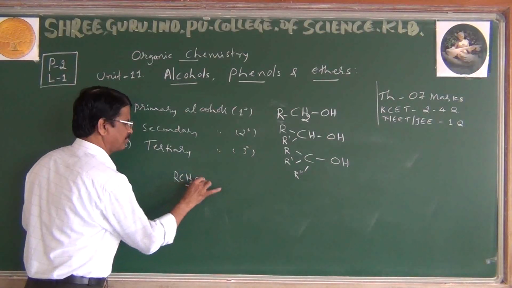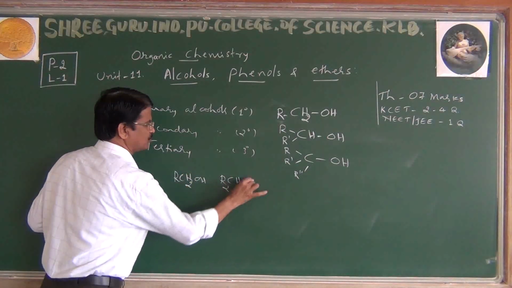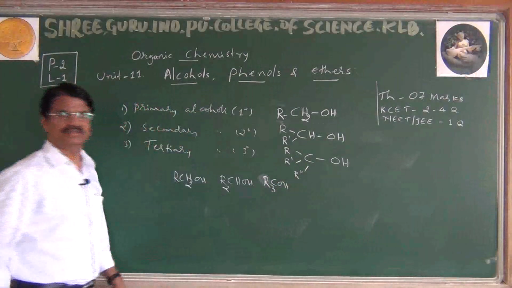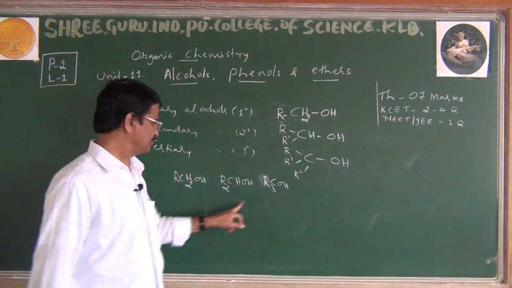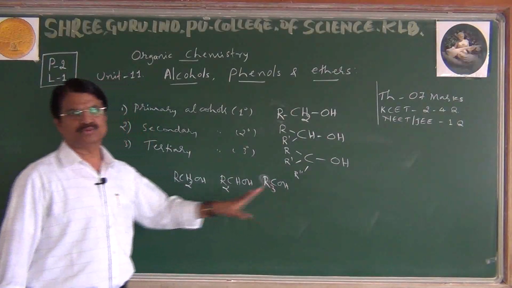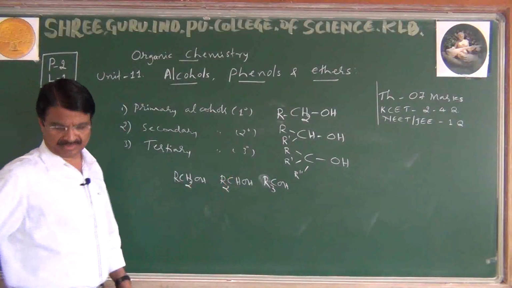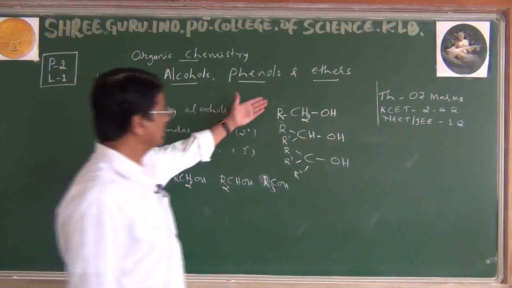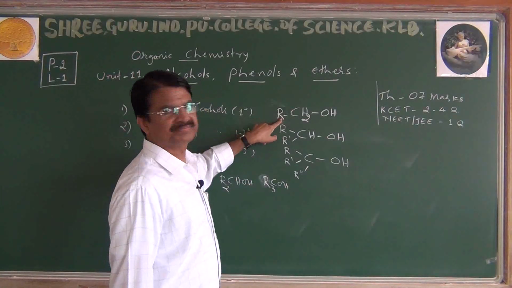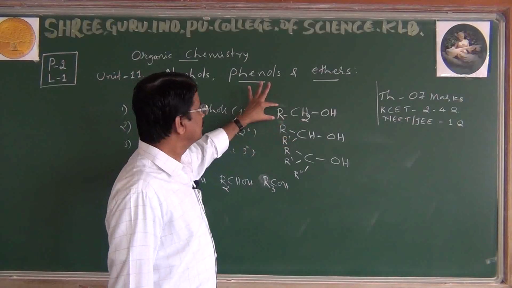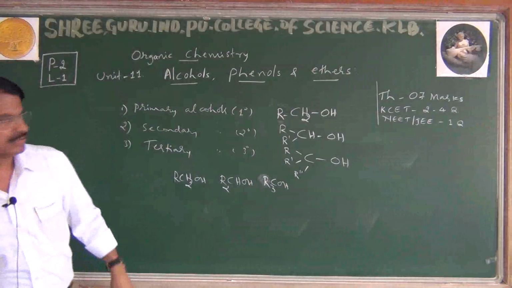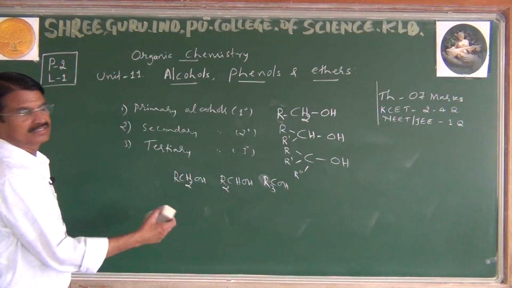RCH2OH, R2CHOH, R3COH. In short also we can write this: RCH2OH, R2CHOH and R3COH. Yes, these are the general formulas. Then examples: R equal to methyl group or here R equal to hydrogen. If it is hydrogen, methyl alcohol. Then R equal to CH3, ethyl alcohol. Similarly for others. You see here examples under primary, secondary, tertiary.